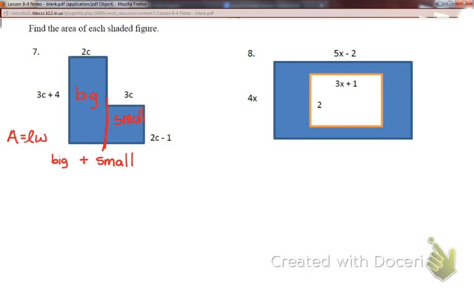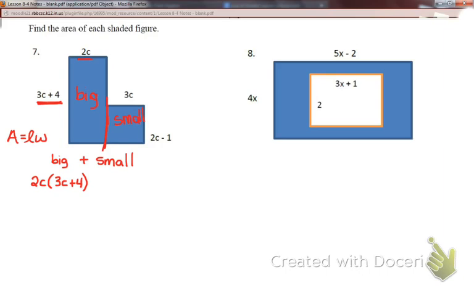So let's just take the big rectangle first. The length and the width of the big rectangle are the 3c plus 4 and the 2c up here at the top. So to multiply those, I think it makes sense, based on this lesson and the other examples that we just did, to put that 2c first and to say that it's 2c times 3c plus 4, the length times the width. And we'll simplify that in a second by distributing. But let's take care of the small rectangle.